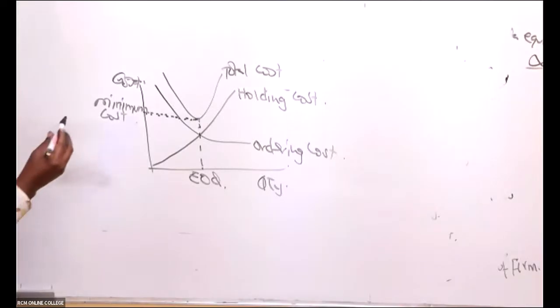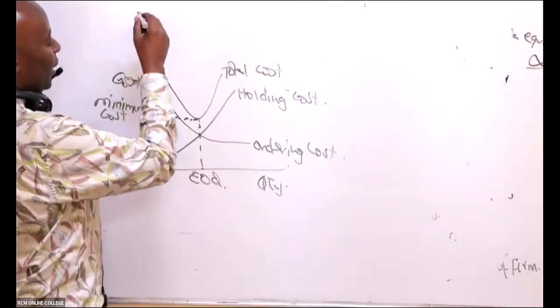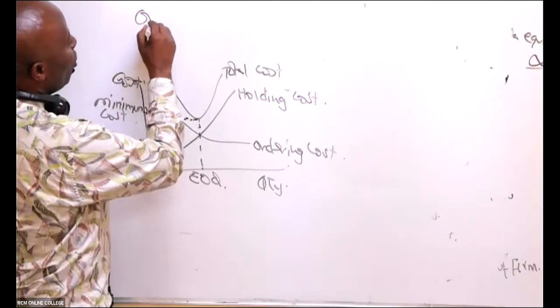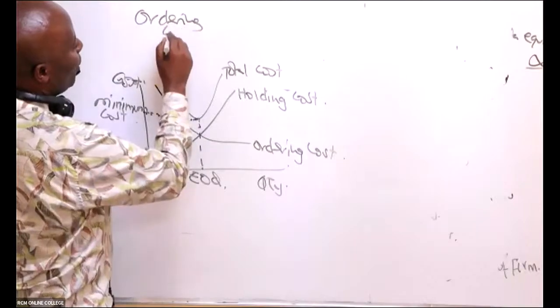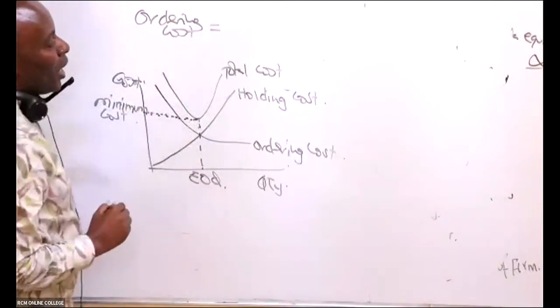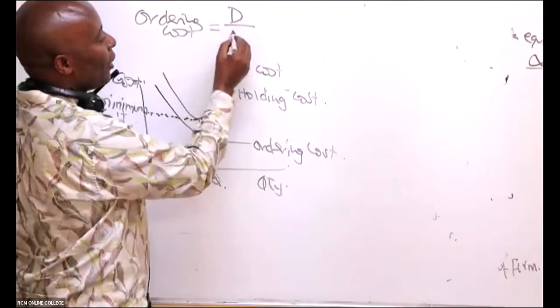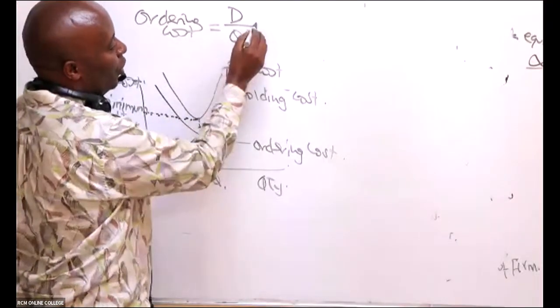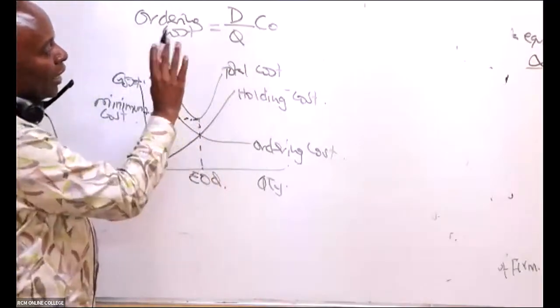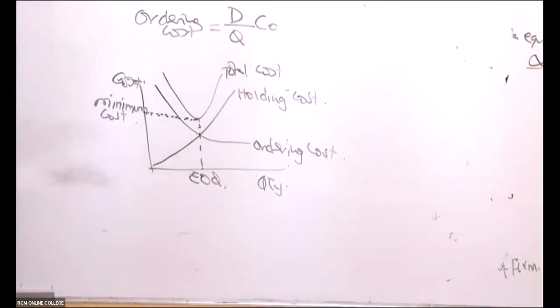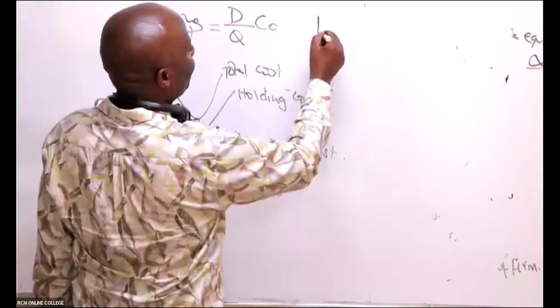Great. So then I would want us to write the formula for getting ordering cost. How do we get ordering cost? We look at the number of orders. We say it is D over Q times cost per order. Ordering cost equals D over Q times cost per order.